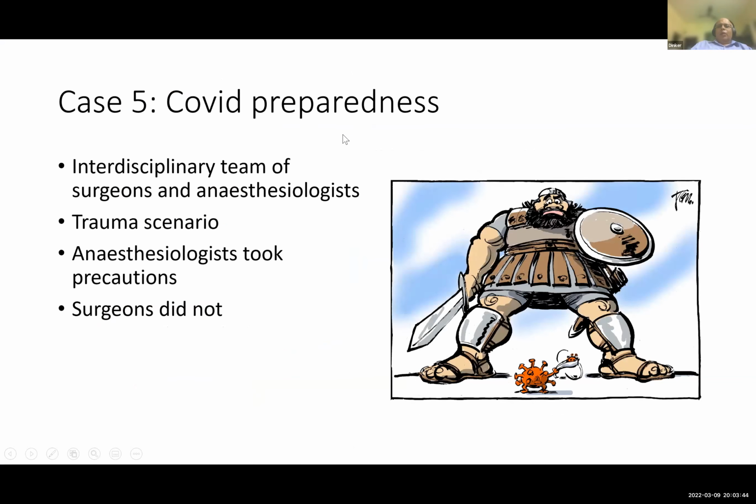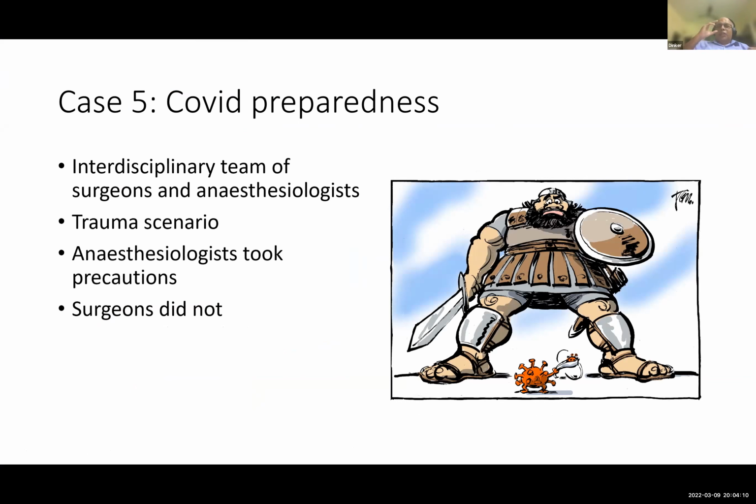The final scenario that I'm going to talk about is a scenario on COVID preparedness, which we ran in our institution. And here I'm not going to blame the anesthesia. The fault was not in the anesthesia section, but with the surgeons. So this was an interdisciplinary team training where we had anesthesiologists and surgeons. Case is a patient of trauma needing to undergo surgery for hemodynamic instability. And this was in the height of the COVID that we ran this scenario.